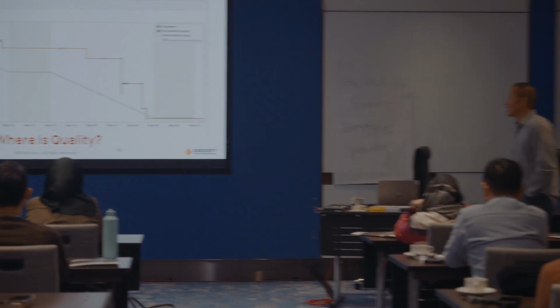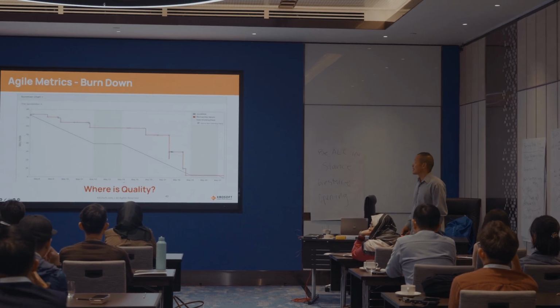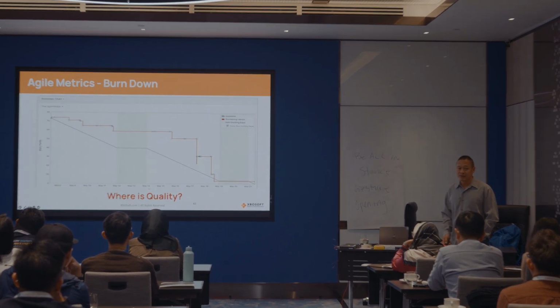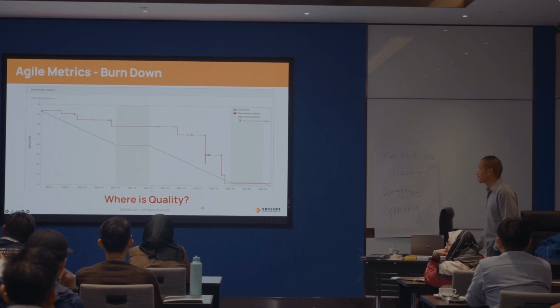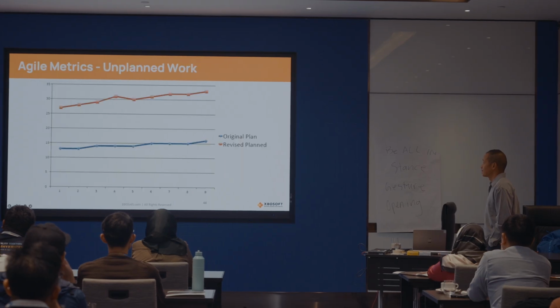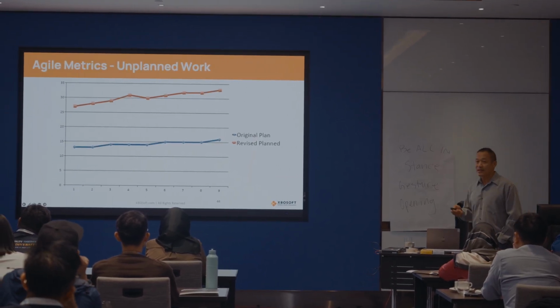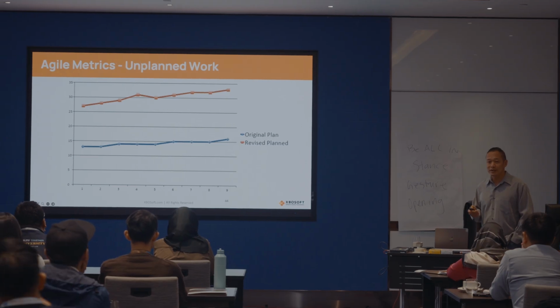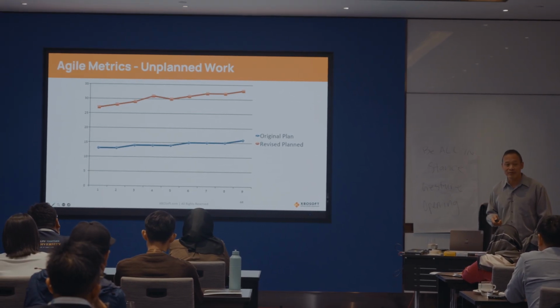Here's another one, burn down of stories, right? Another thing that's also a planning tool. Nothing to do with speed. Unplanned work, this is a really important one. Who tracks the unplanned work? Good. So unplanned work is very critical.